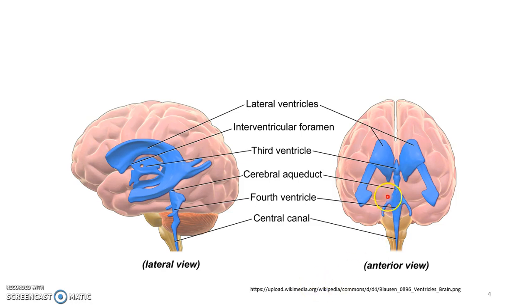So again, a quick review of the anatomy of the brain. So you have the brain, and then the lateral ventricles, and then the interventricular foramen, the third ventricle, the cerebral aqueduct, and the fourth ventricle, and also the central canal. So this is the lateral view, and this is the anterior view.